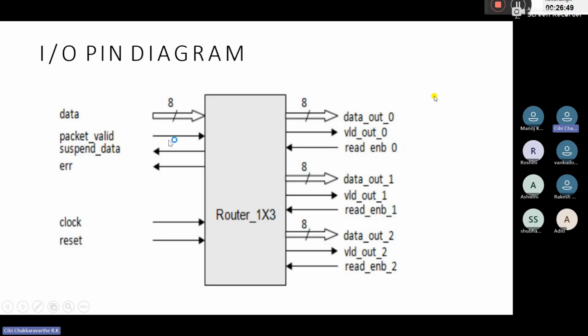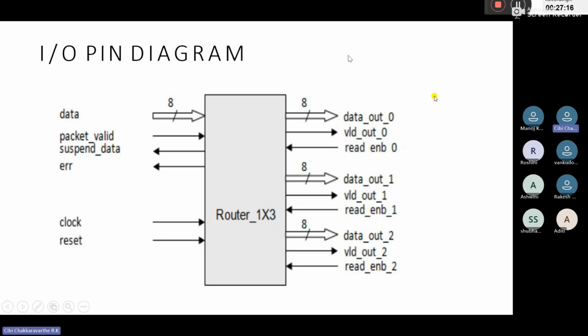You need not confuse the packet valid and the valid out signals. Generally, before starting the process, packet valid checks the packet and gives the signal that this packet is a valid one. But after the packet is valid, inside we have some operations. After that processing, we send the data out to the particular destination.